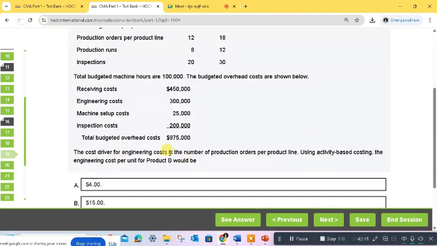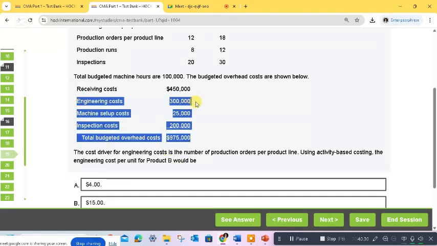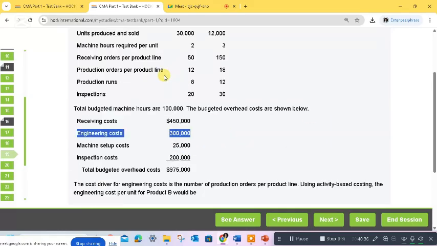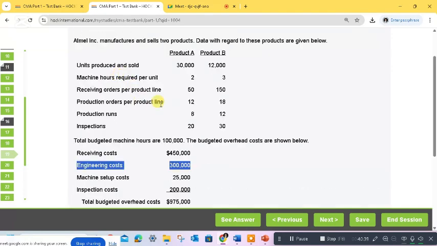The cost driver for engineering cost is the number of production orders per product line. Using ABC, engineering cost per unit of product B. Only engineering cost they are asking. Can you see engineering cost is 300,000. And what's the driver for that? Number of production orders. Here, 12 production orders per line. That must be for this product. 18 for this one. So altogether how many? 12 plus 18? 30. 300,000 divided by 30. 10,000 per order, isn't it?